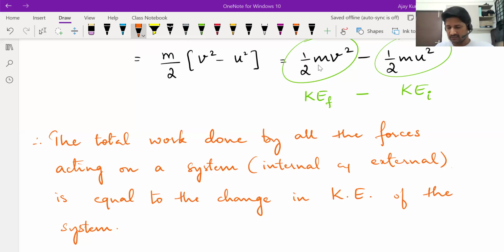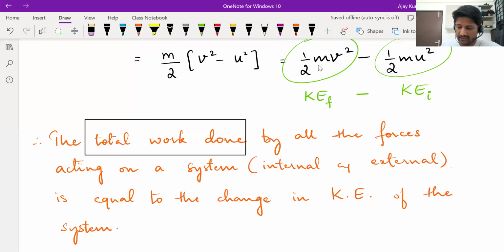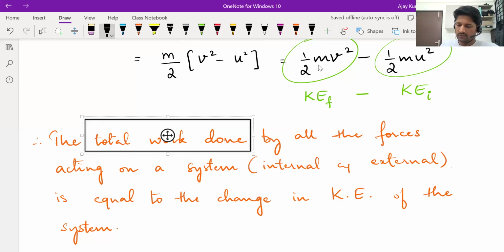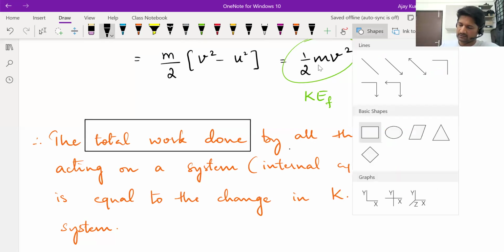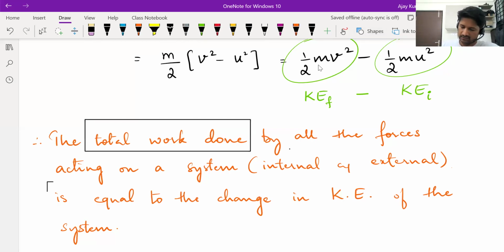Okay. But this is one theorem or one formula that you can always use. But you have to ensure that you are including total work done by all forces. You can't take only some of the forces. Okay. Total work done by all forces acting on a system is equal to the change in kinetic energy. That is what is work kinetic energy theorem.